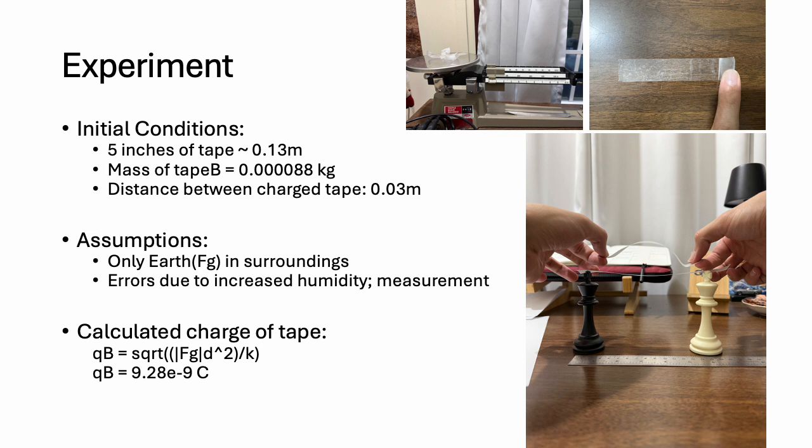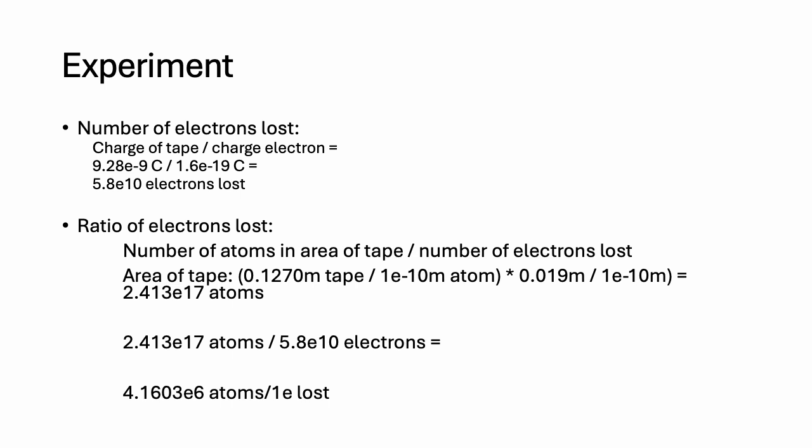Using the force of gravity, and setting the electric force and the force of gravity equal to each other since they're in static equilibrium on the top tape, we found that Q_B, the square root of the force of gravity times d squared over Coulomb's constant, estimated the charge to be 9.28 e to the negative 9 coulombs, still assuming this to be a point charge across the whole tape. To answer the lab questions, we found that the number of electrons lost was 5.8 e to the 10 electrons, dividing the charge of the tape we found by the charge of an electron.